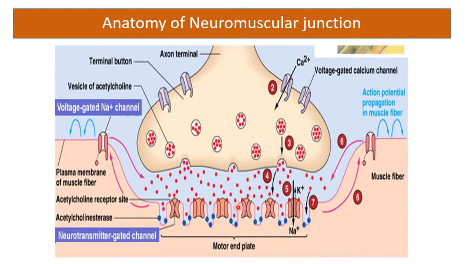One more thing, the postsynaptic membrane here at the junction also contains receptor sites. You can see these are the receptor sites for acetylcholine, called nicotinic acetylcholine receptors. Here you can see the acetylcholine receptor site at the postsynaptic membrane. And these acetylcholine receptor sites, or you can say the channels, are neurotransmitter or ligand gated channels.